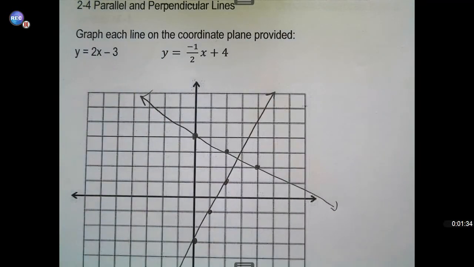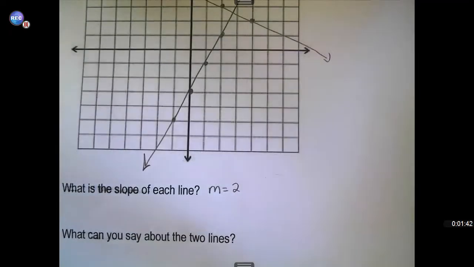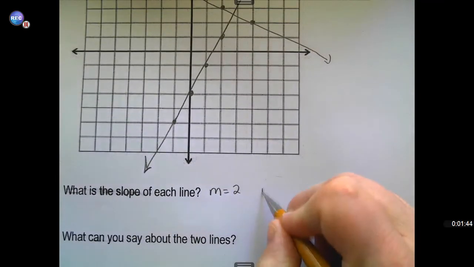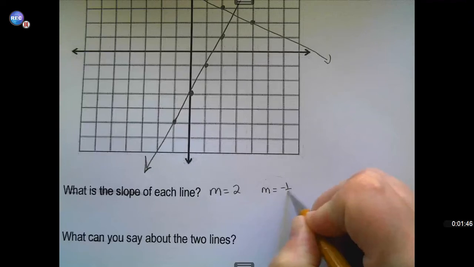And so the slope of the first line is 2. The slope of the other line is -1/2.